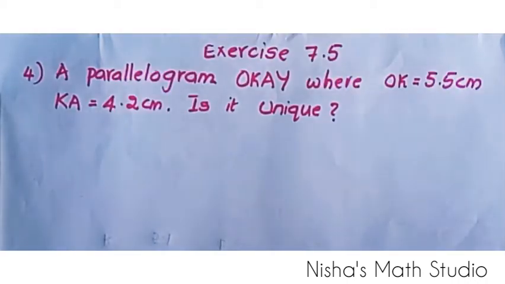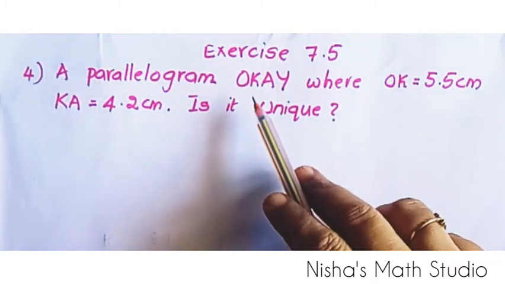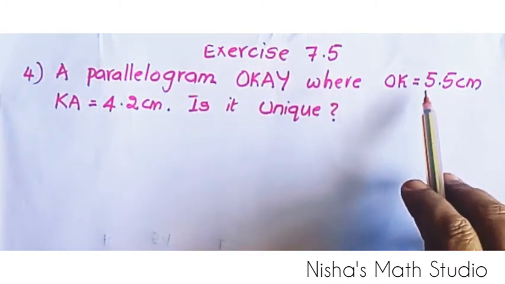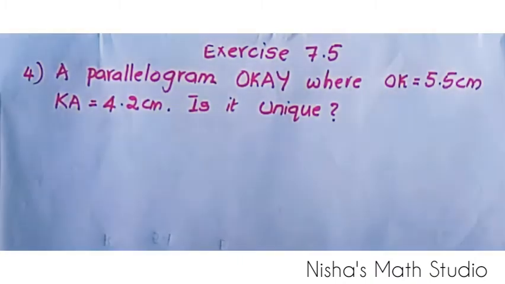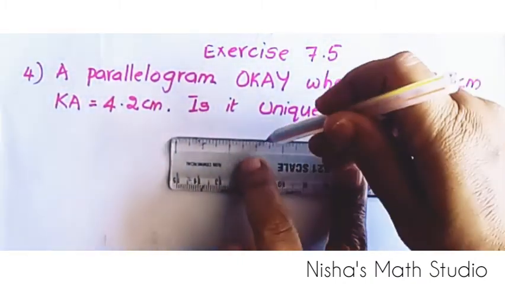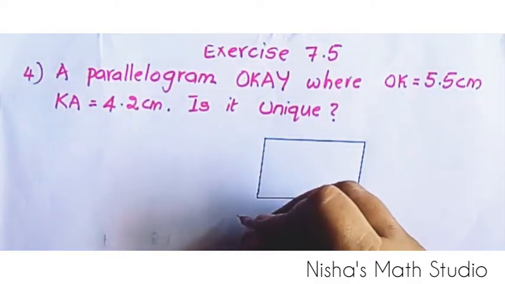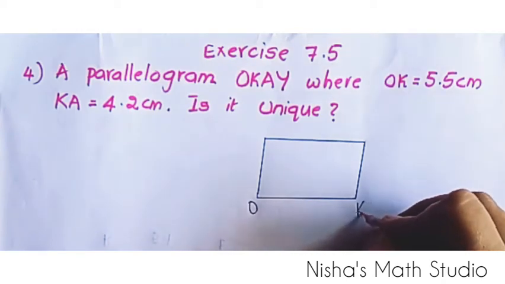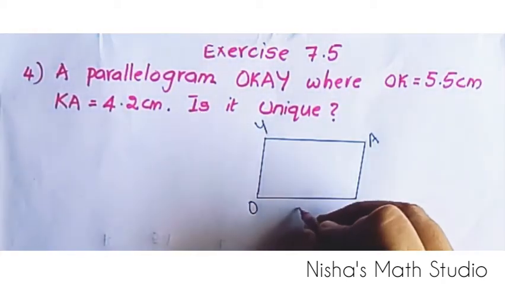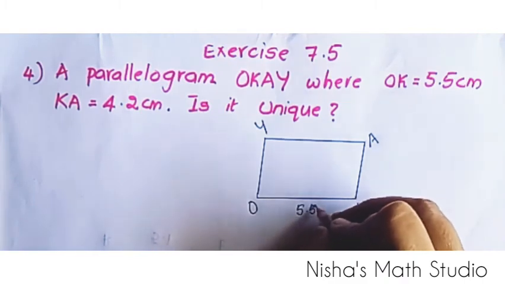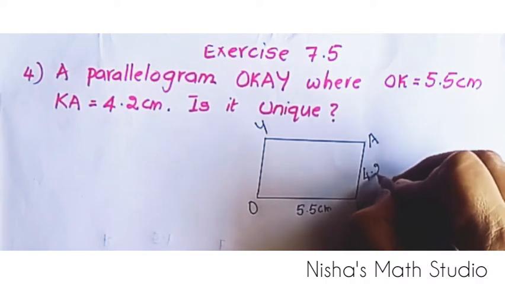Now let's see the fourth question of exercise 7.5. It says we have to draw a parallelogram OKAY where OK is equal to 5.5 and KA is 4.2. Is it unique? is the next question. We'll draw the rough diagram. Now we'll name it as OKAY. OK given is 5.5 centimeter and KA is 4.2 centimeter.